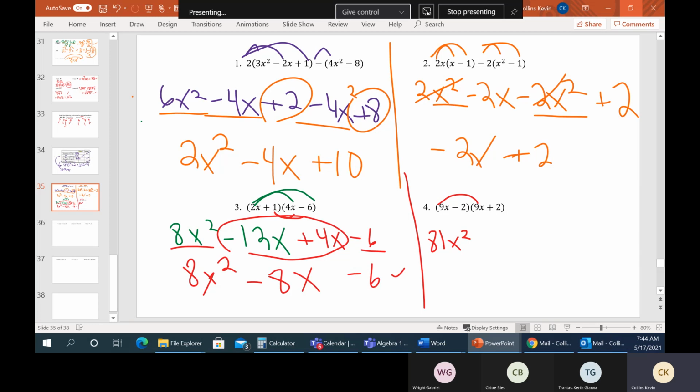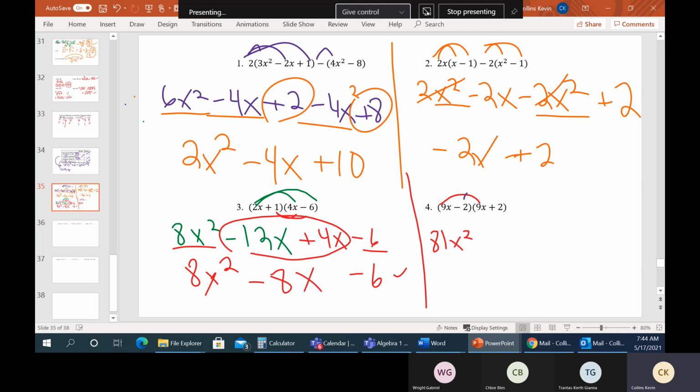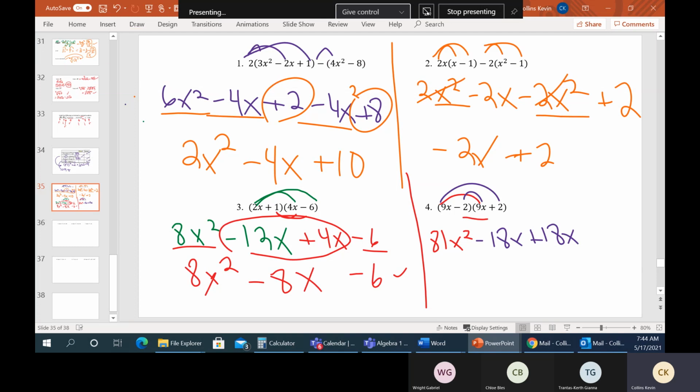And then what happens in the middle here is we have minus 2 times 9, so that's going to be minus 18x. And then on the outside, we've got plus 18x. So as predicted, those guys cancel out. And then finally, we just do minus 2, and plus 2 is going to be minus 4.